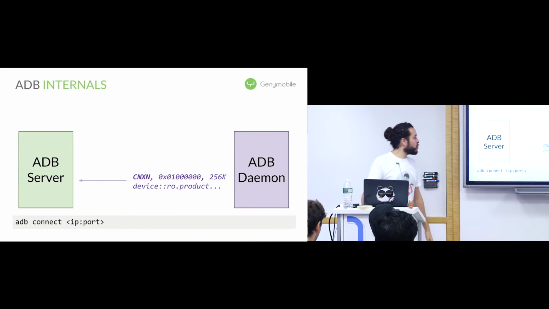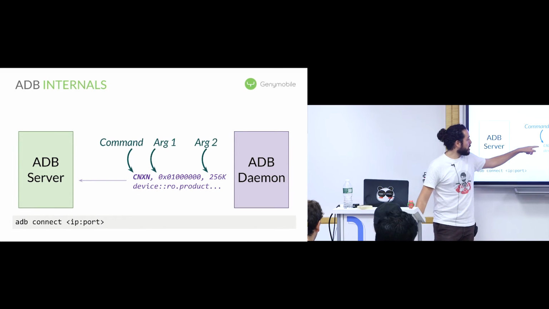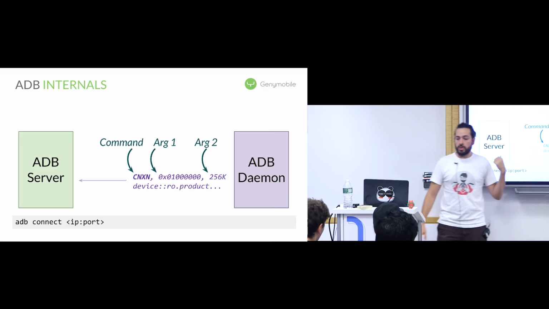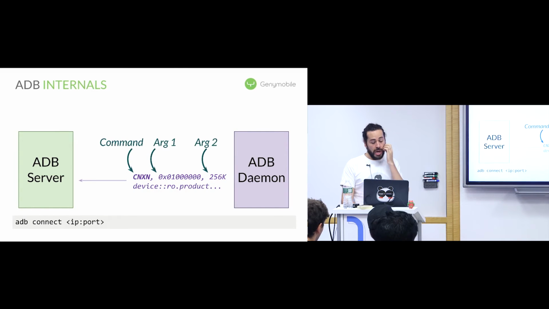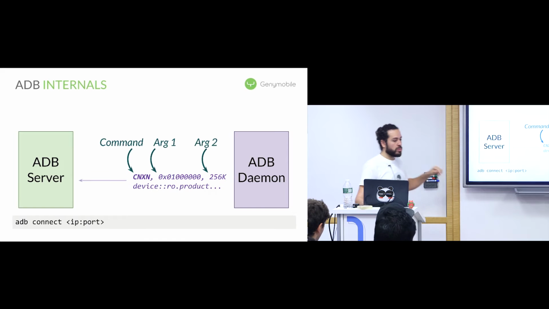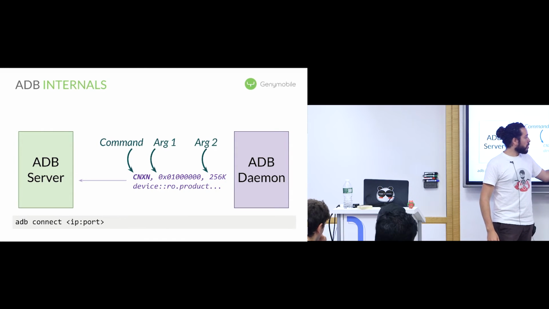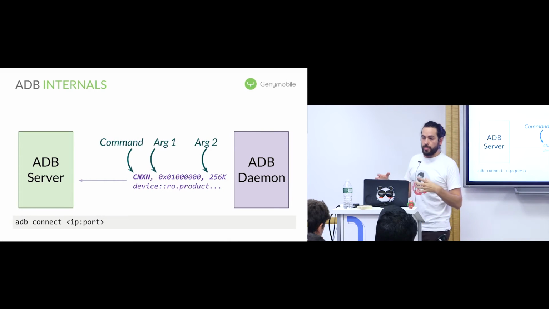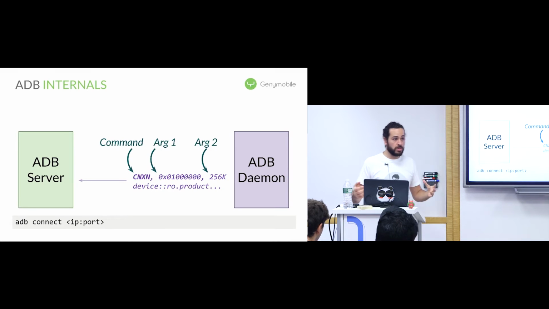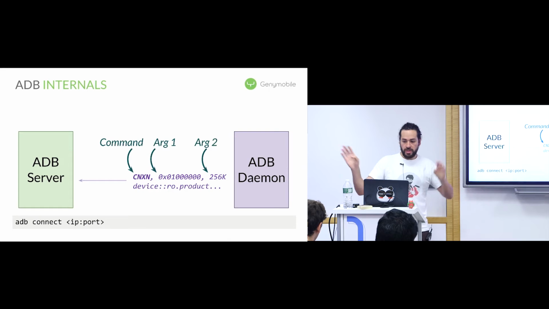The ADB daemon will then answer with the same message at the beginning. So the command, arg0 and arg1 have the same signification, but with additional information. Just one thing to precise: the arg1 here designates the real maximum packet size the ADB daemon can handle. Okay, so on each side they say, my maximum size is this one, etc.